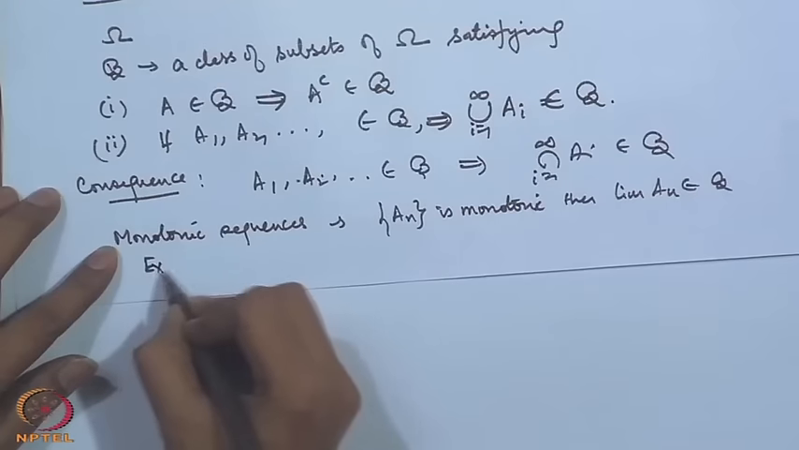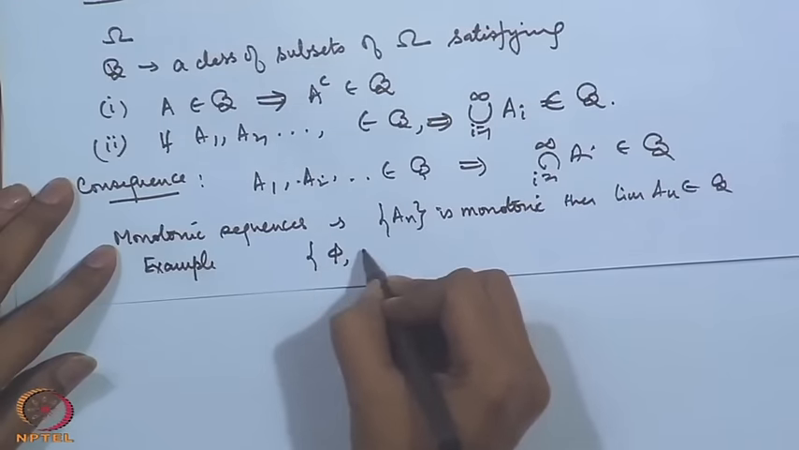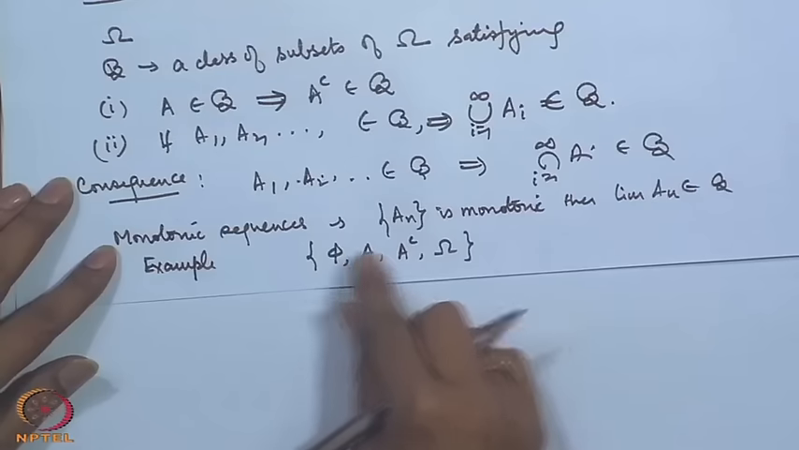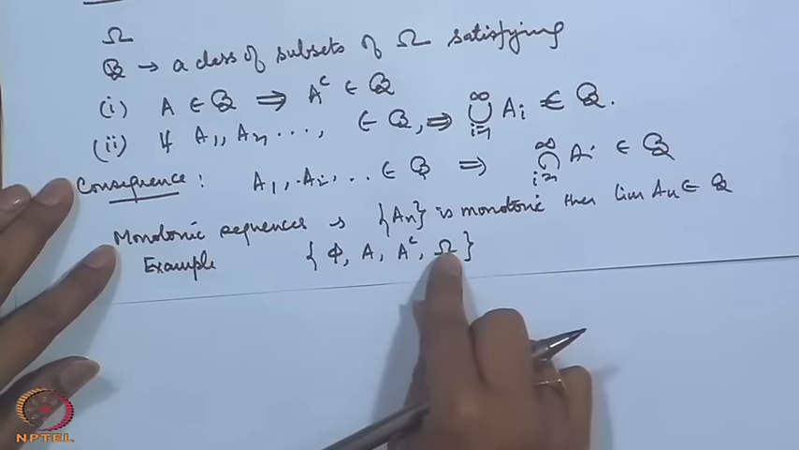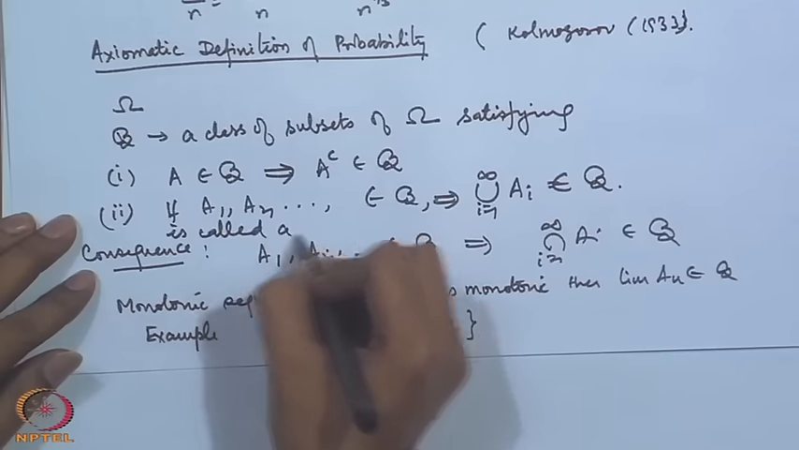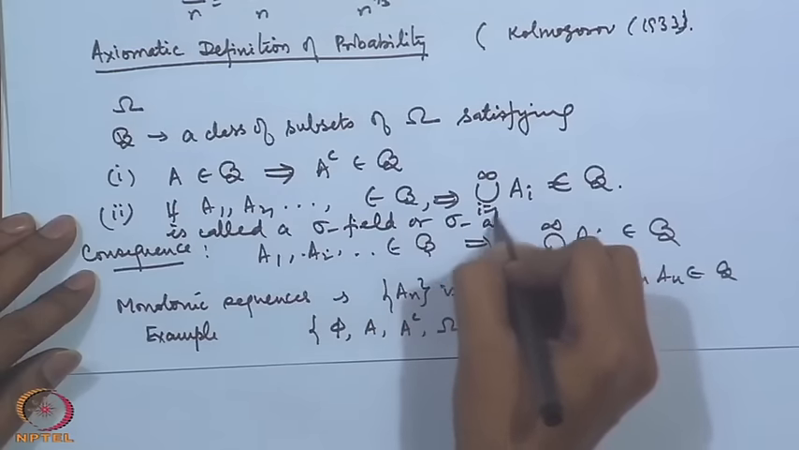The simplest example is what I just mentioned: I may consider phi, A, A complement and omega, then this satisfies this. For example, A union A complement is omega, A intersection A complement is phi, A union phi is A, and so on, all possibilities will be there. This structure is called a sigma field or sigma algebra. So, what I am saying is that we need not consider the class of all subsets of a sample space, but we may restrict attention to a few events which are of use to us, and they should form a structure. That structure we are calling a sigma field or a sigma algebra.